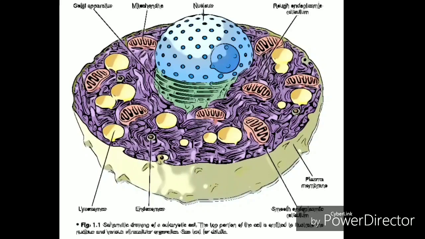The second major part of the cell is the plasma membrane, which covers the cell. Third is the cytosol, where the organelles talked about earlier are located. Let us focus on the nucleus.